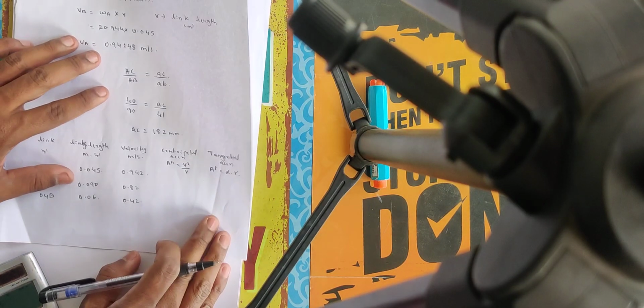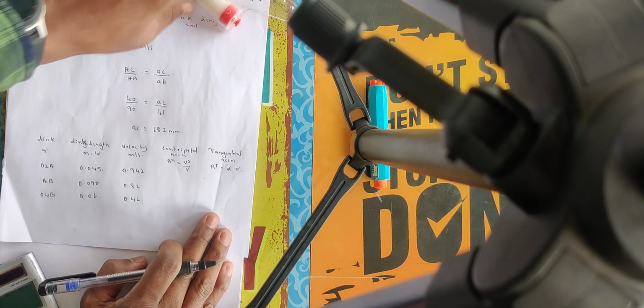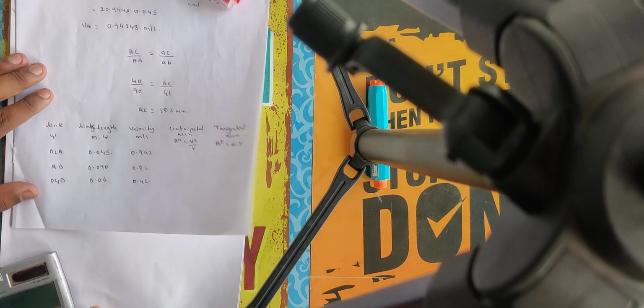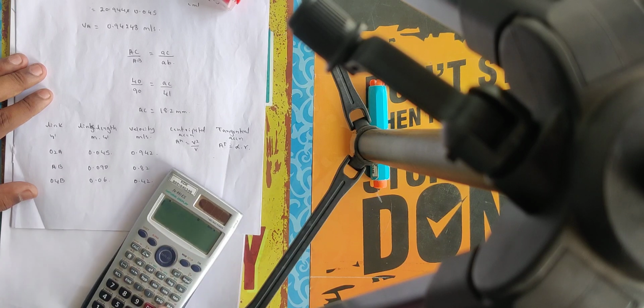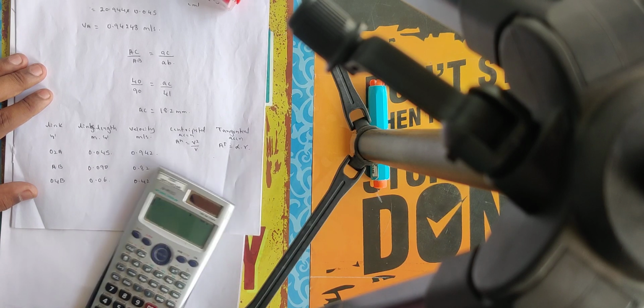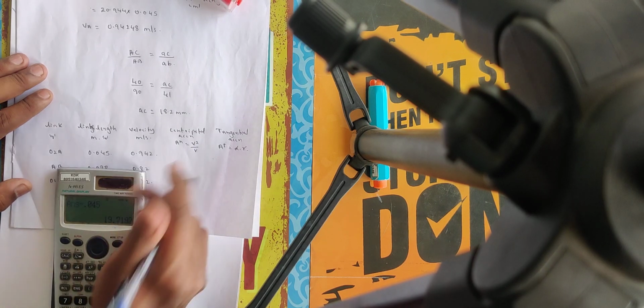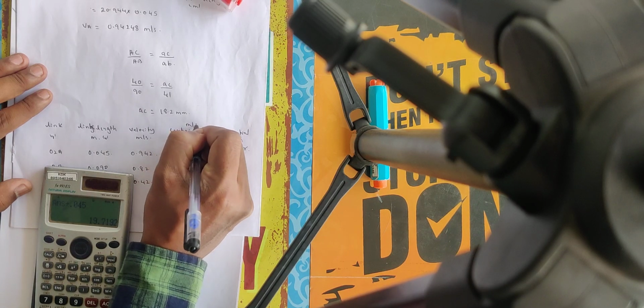So next what we have to do is, we have to calculate the value of centripetal acceleration. Centripetal acceleration we have to calculate. So what will be the centripetal acceleration? It will be velocity square upon link length. So 0.942 square divided by 0.045. So we'll be getting 19.7 meter per second square here.